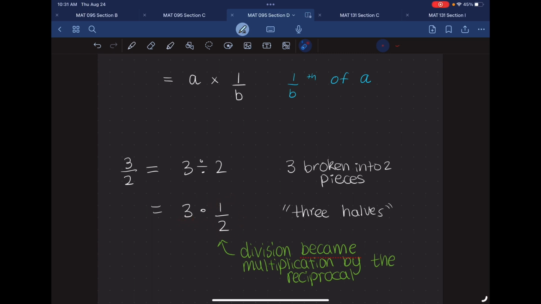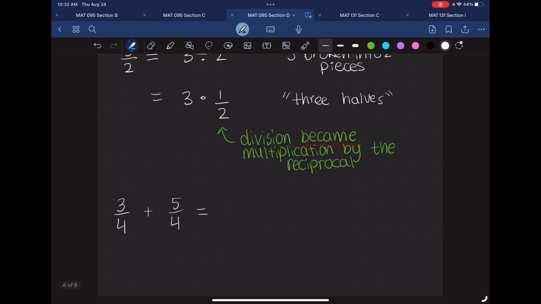And I want you to notice one more thing. When I had 3 divided by 2, that was the same as taking 3 and multiplying by the reciprocal of 2. So that's where you have probably heard the phrasing keep, change, flip before. And I want you to know that that doesn't only happen with fractions, that actually happens with all numbers. That's the definition of division. When I divide by 2, it's really just multiplying by 1/2.